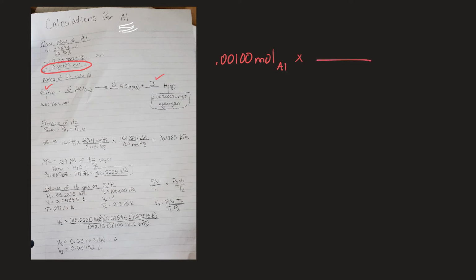And then you multiply it by what you want. So that's 3 moles of hydrogen over what you have, 2 moles of aluminum. So if you multiply that by 3 and divide it by 2, I think you come up with 150 moles. So that'll be how many moles you have of hydrogen gas, theoretically, that should be produced.